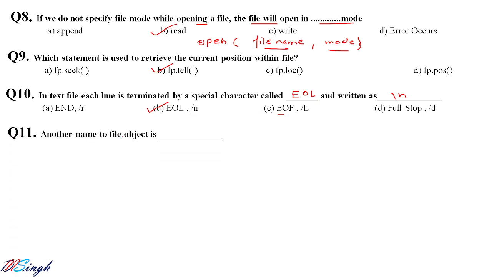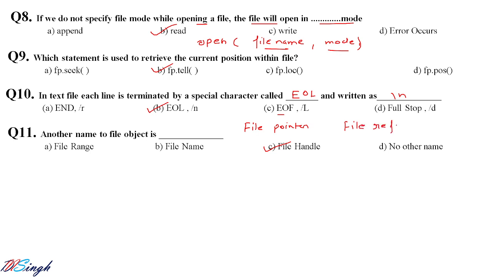Let us see the 11th one. Another name to the file object is file pointer or file handle or file reference. So file handle is the correct answer. File object is also called file handle, file pointer or file reference. With the help of this we are going to perform all the operations in the file.